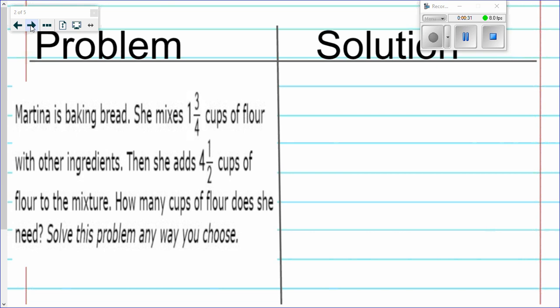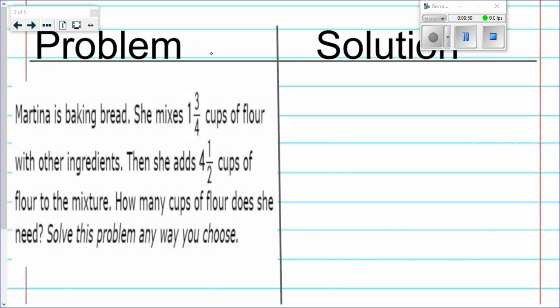Our solve and share problem for today states that Martina is baking bread. She mixes 1 3/4 cups of flour with other ingredients. Then she adds 4 1/2 cups of flour to the mixture. How many cups of flour does she need? Solve this problem any way that you choose.